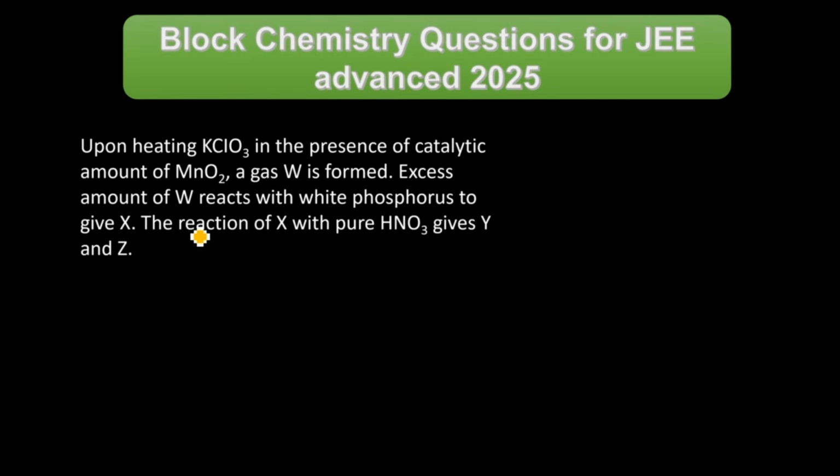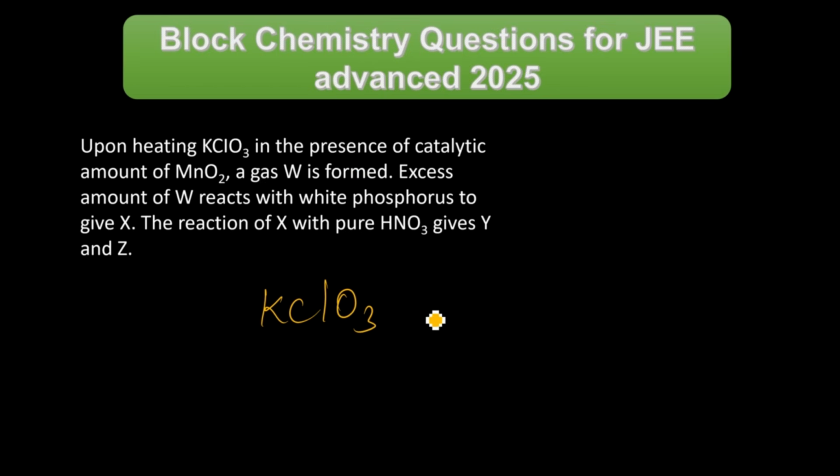Then the second one: upon heating KClO3 in the presence of a catalytic amount of MnO2, a gas W is formed. Excess amount of W reacts with white phosphorus to give X. The reaction of X with pure HNO3 gives Y and Z. So this is a comprehension passage given. So let's see the reaction first and then move on to the questions.